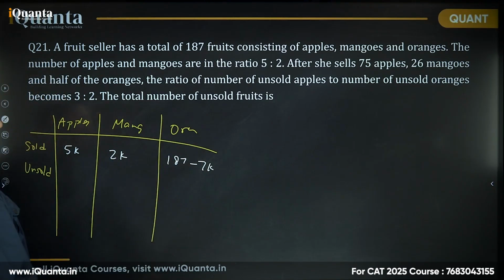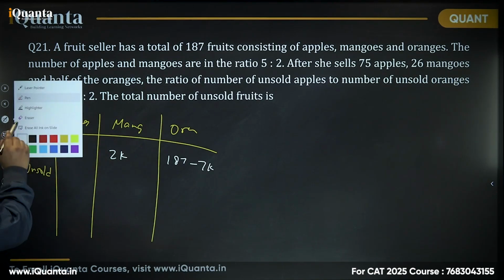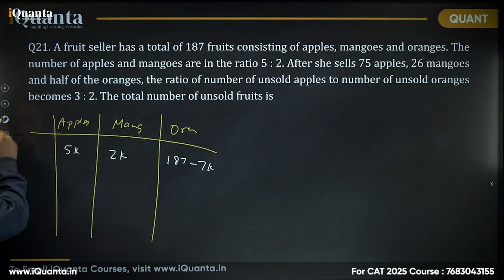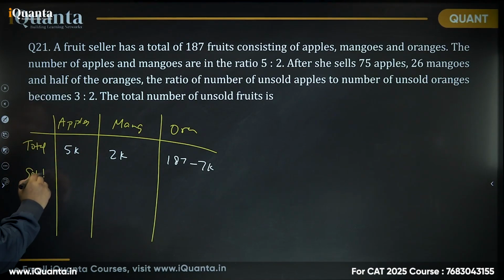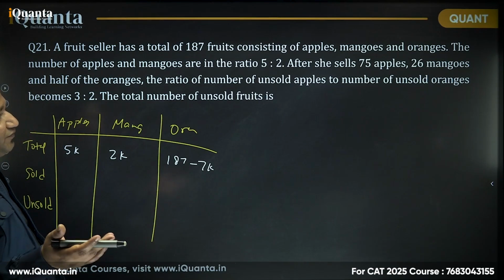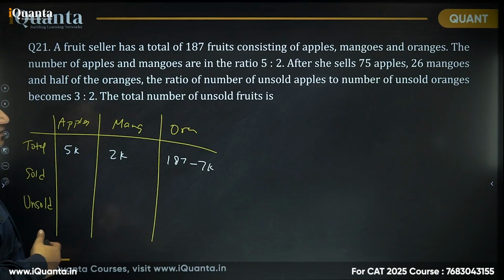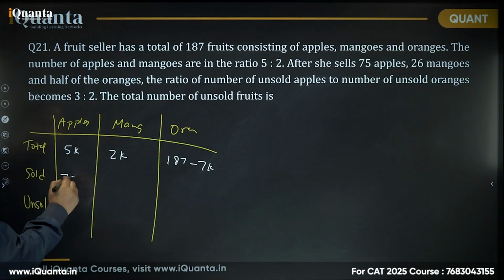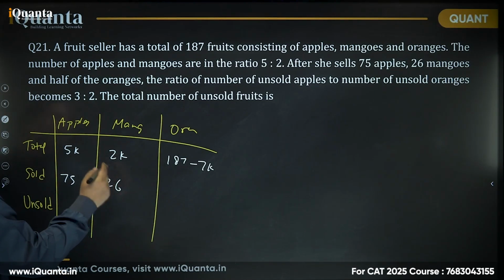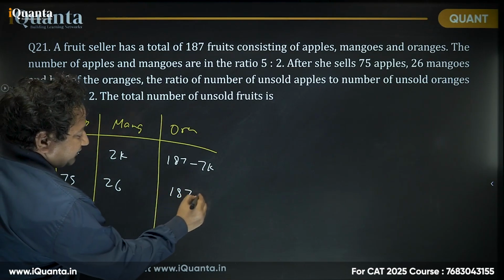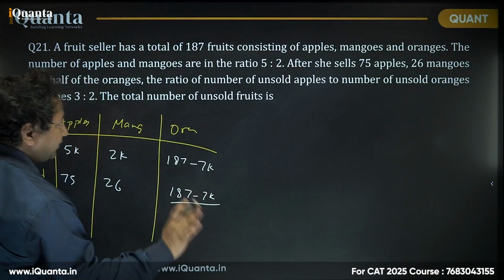So far so good. She sells 75 apples. Okay, let me write this again. So here we have this total, sold and then unsold. Nice. Once we jot it on the table, whenever you have such a lot of information, let's just try to make a table. That's what we realize and understand in DI, data interpretation as well. She sells 75 apples, perfect, 26 mangoes and half of the oranges. 187 minus 7k upon 2 have been sold out.